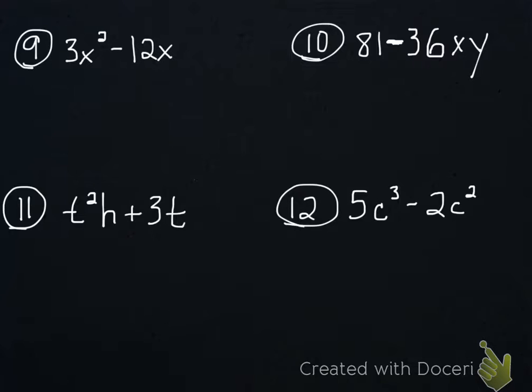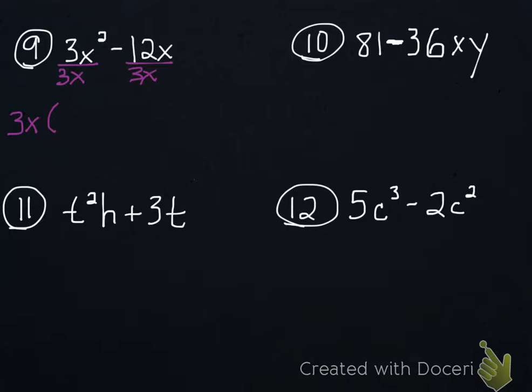Number 9. I got a 3 and a 12. That looks familiar. So we can divide 3 and 12 by 3. So part of my GCF is a 3. Now I see an x and an x squared. Remember to pick the lower exponent. So it's just plain x.